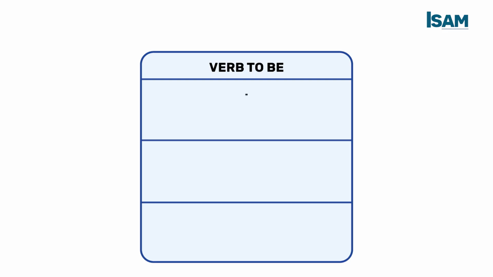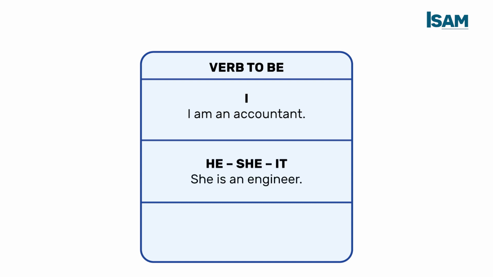But what happens if we use the verb to be in simple present? If we use the subject I, am. For example, I am an accountant. But if we use the subject pronouns he, she, or it, the verb to be would be is. She is an engineer. But if we use you, we, or they, the verb to be would be are. You are a student.